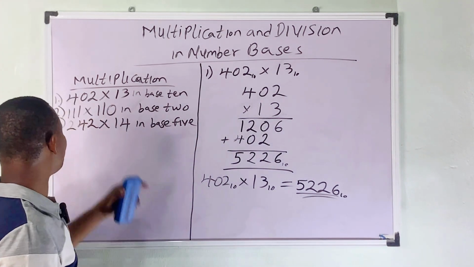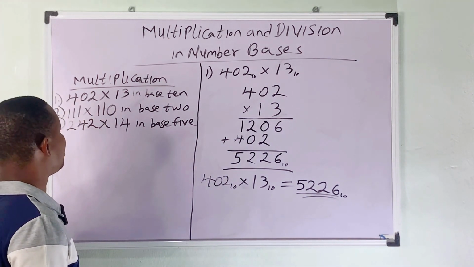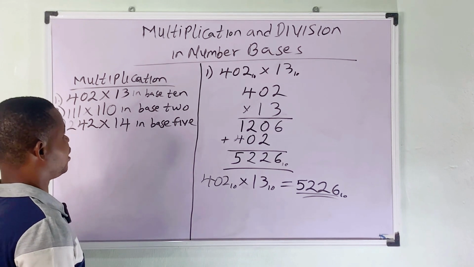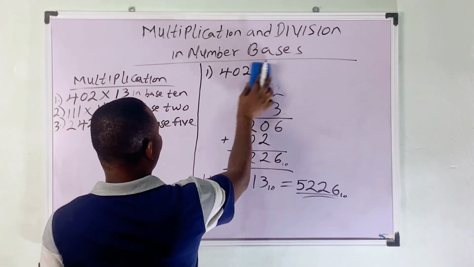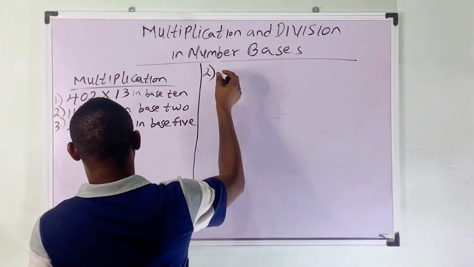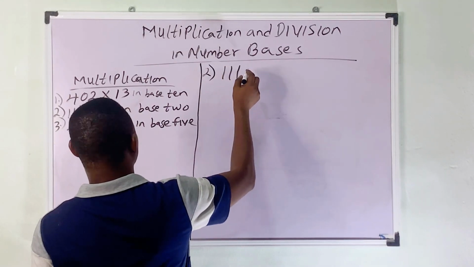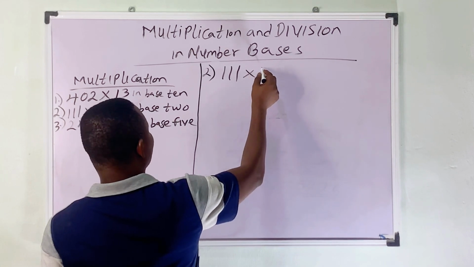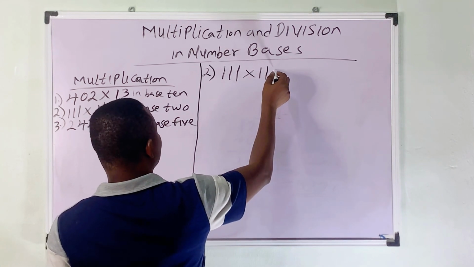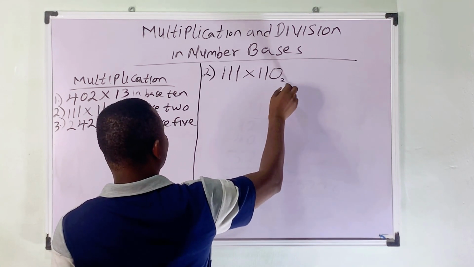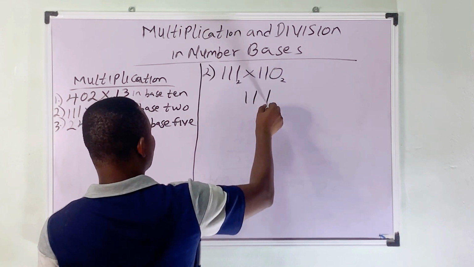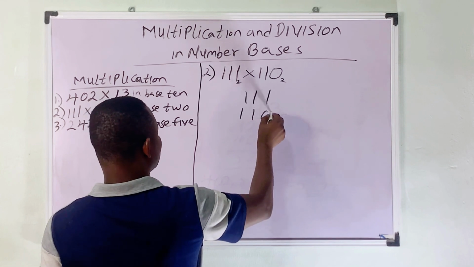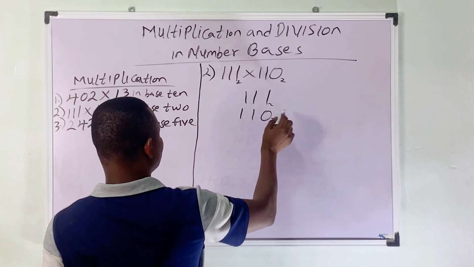So the next example here, let us go to a base 2 example. We have 111 multiplied by 110 in base 2. Let's arrange it: 111, 110, both in base 2.